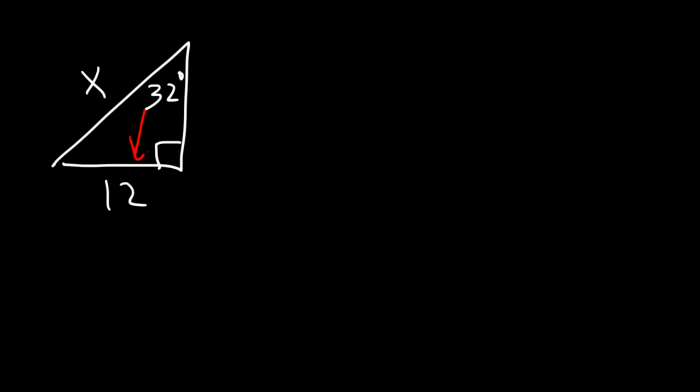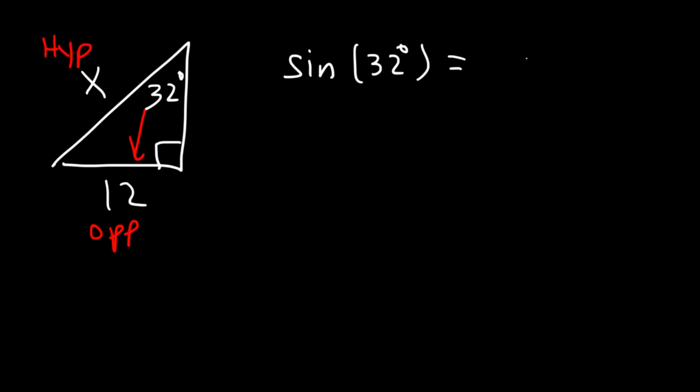Here's another one that we could try. Let's say the angle is 32 degrees, and the hypotenuse is x, and this is 12. So notice that 12 is opposite to 32, and we have the hypotenuse. So this time we need to use the sine function. Sine of the angle 32 is equal to the opposite side 12 divided by x.